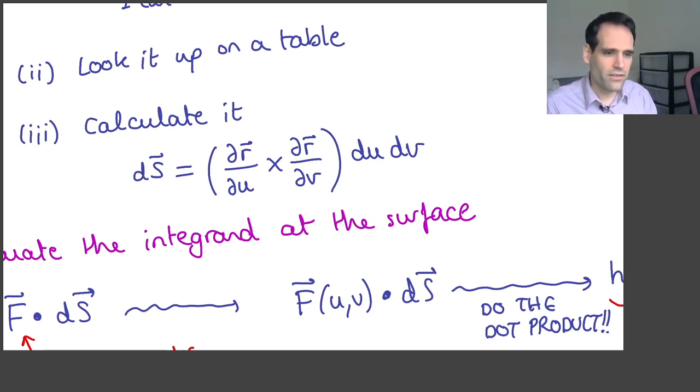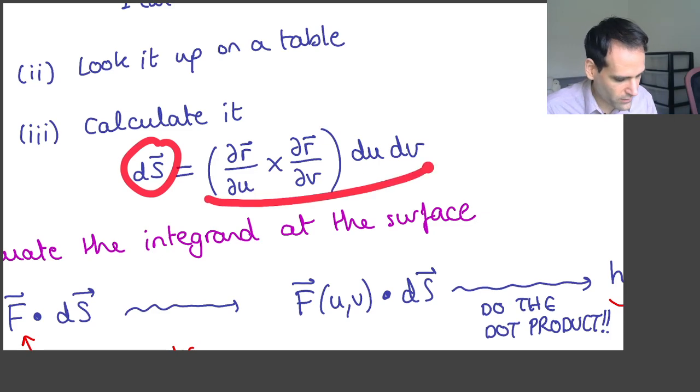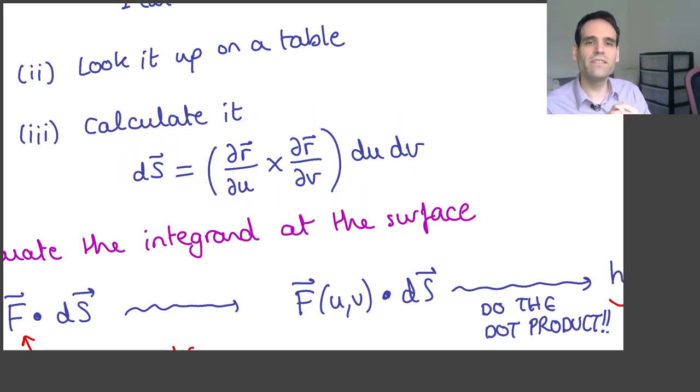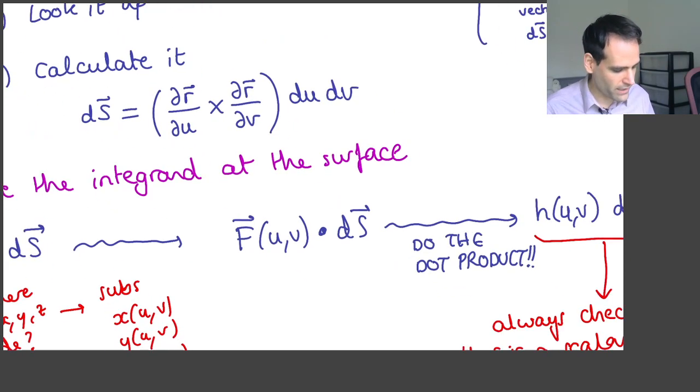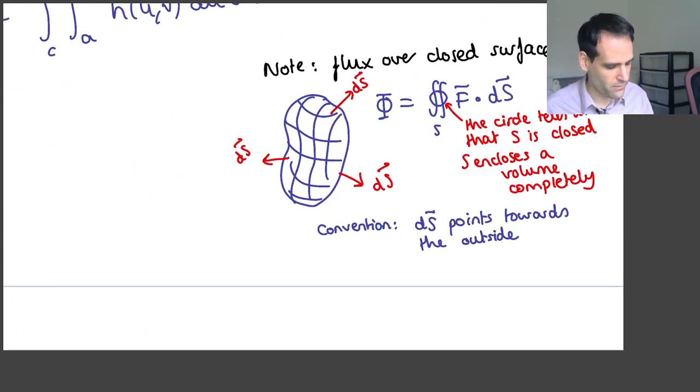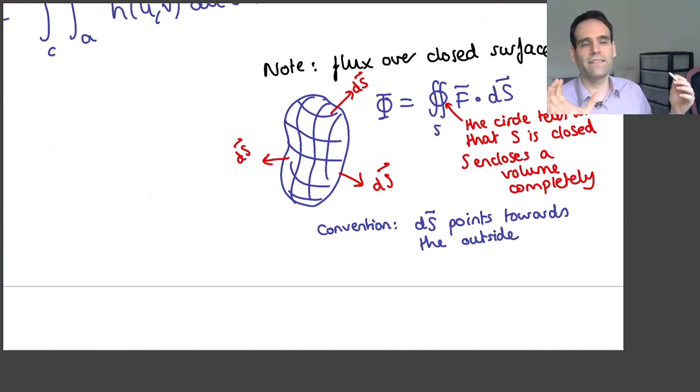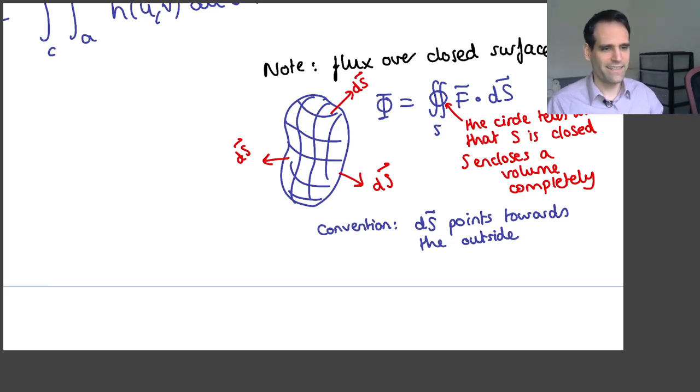So whenever you calculate dS, look at which direction dS is pointing, and if you are calculating the flux on a closed surface, flip it. If you see that it's pointing inside, just flip the sign of dS so that it's pointing outside. Okay, so that was it, just a quick warning of being aware of the sign of dS. Thanks for watching.